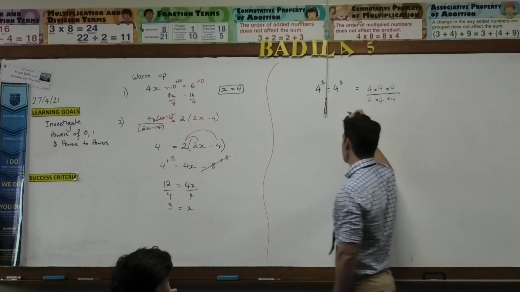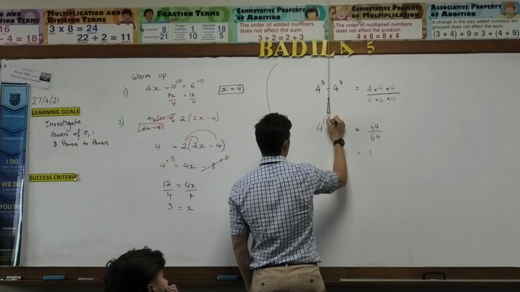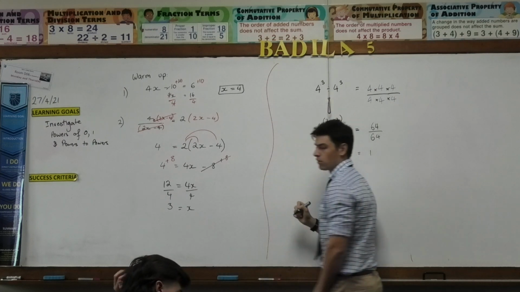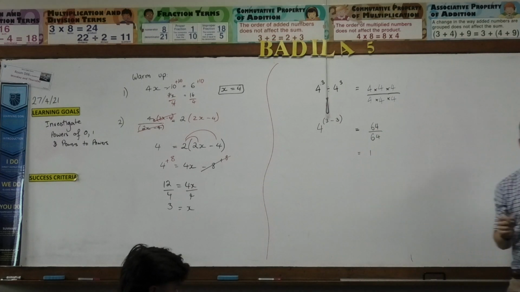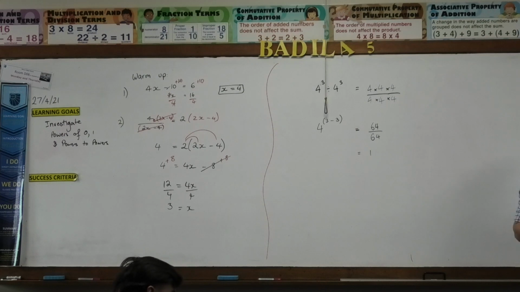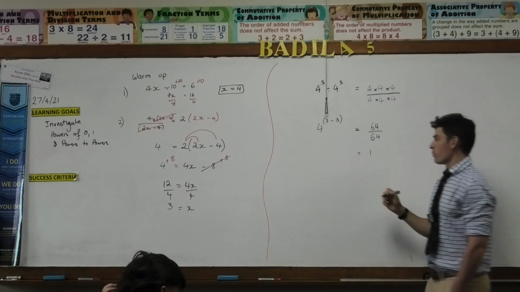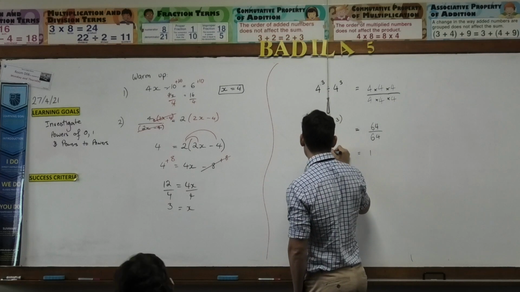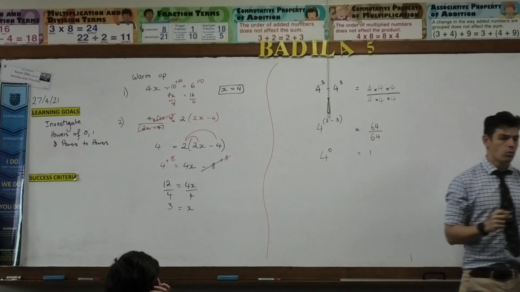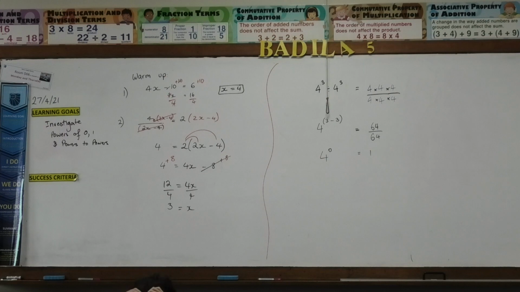Now, you just told me before that when I'm dividing powers, what do I do? I subtract them. So I've got 4 to the power of 3 minus 3. Is that correct or not? Yes. So 4 to the power of 0 equals 1. Anything to the power of 0.